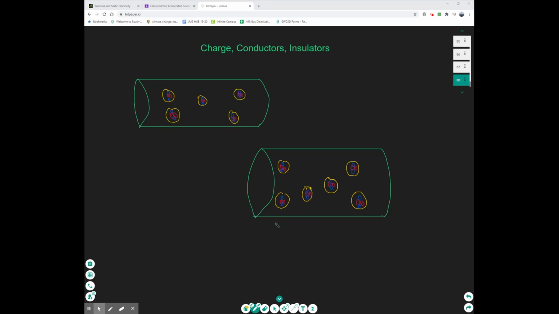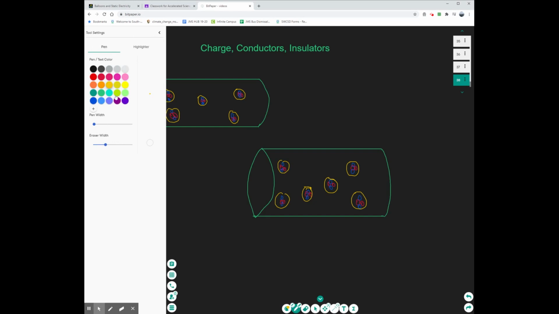Okay, so what we're looking at here are two different materials. We can call them cylindrical materials. Those are my very poorly drawn cylinders. And anything that exists is made up of small particles, right? Which are these little colored circles here with the different colored things in the middle and the yellow thing around the outside. We're going to call those our atoms. Okay. So those are the atoms that we're going to be dealing with.